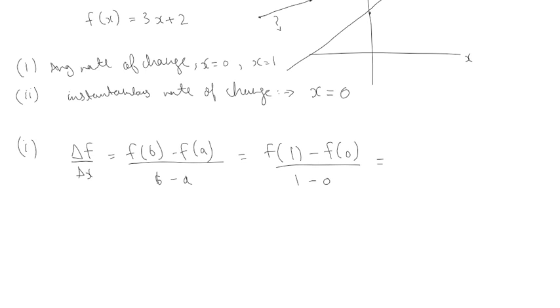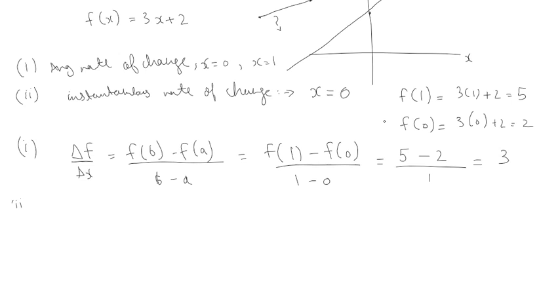But what's f of 1 and f of 0? Let's compute that. f of 1 is basically 3 times 1 plus 2. That gives us a 5. And what does f of 0 give us? Well, we're just going to plug in a 0. We get a 2. So the numerator over here is going to give us 5 minus 2, and we're going to end up with 3. So that's basically the average rate of change, or in other words, it's representing the slope of the secant line from point a to point b.